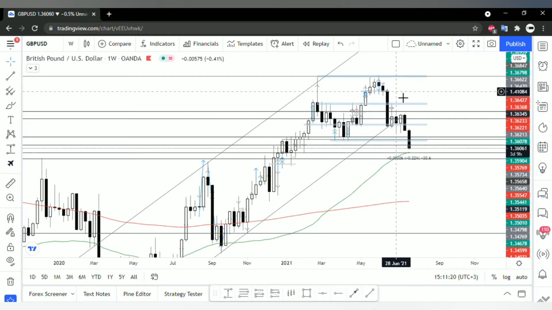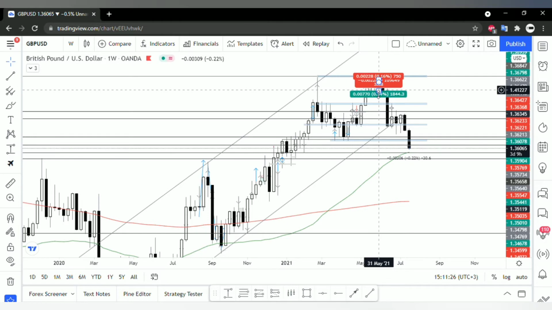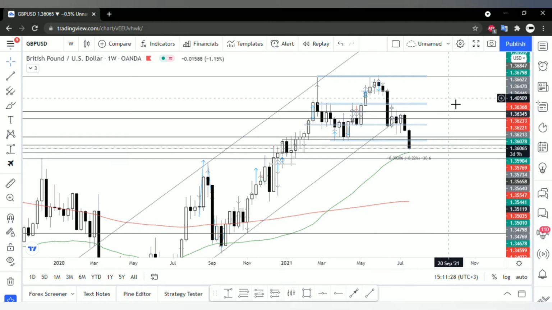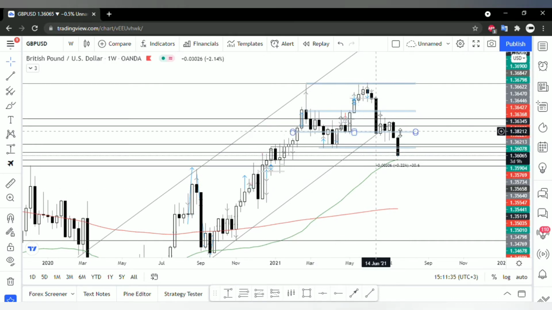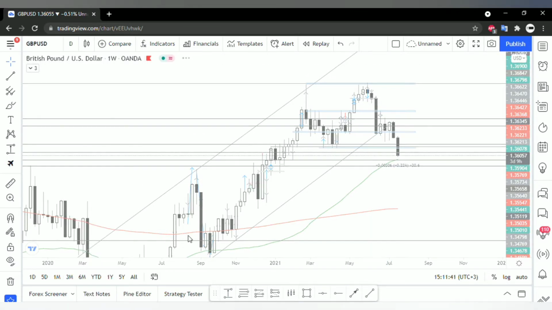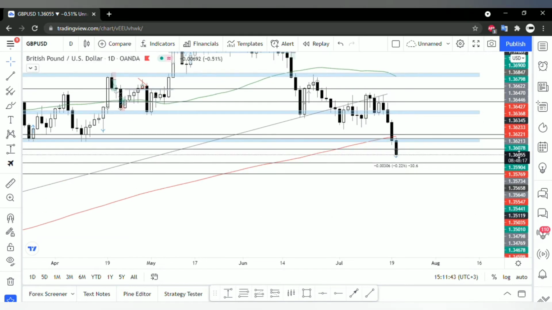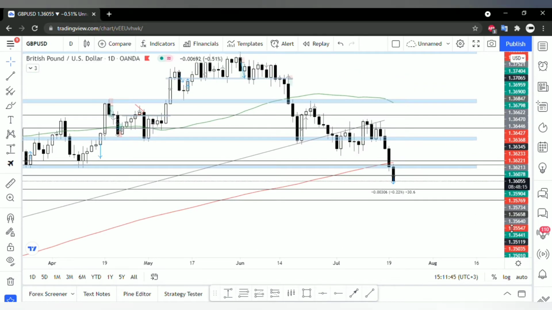Even though there have been several fundamental announcements, this currency pair has generally been falling since early last month. As you can see right here, we were in an upward ascending channel, but we have broken out of this particular trend line right here. So let's go back into the daily time frame and look at how the market reacted.